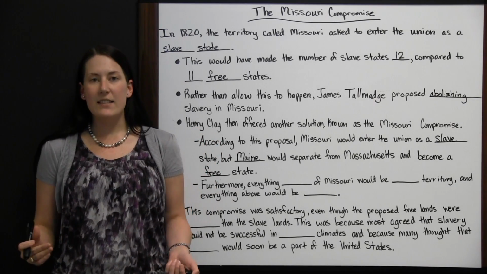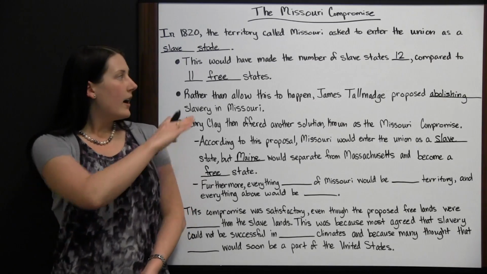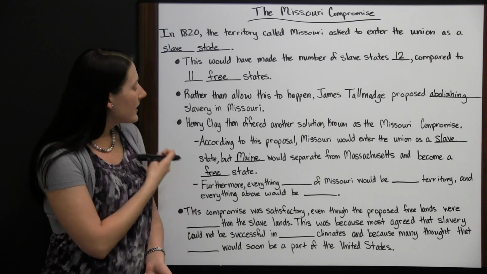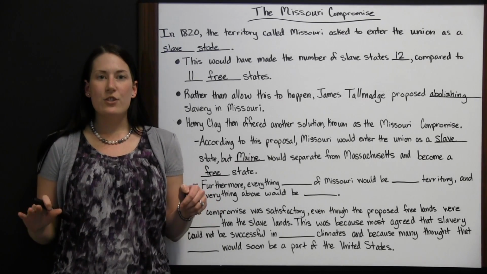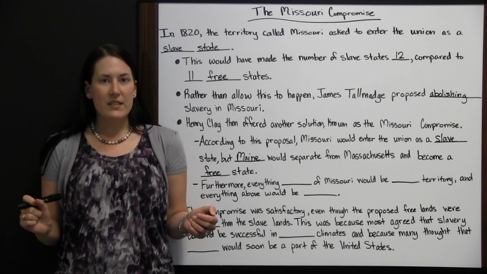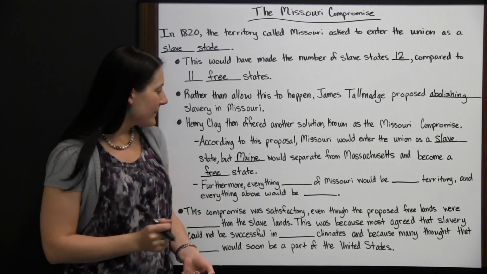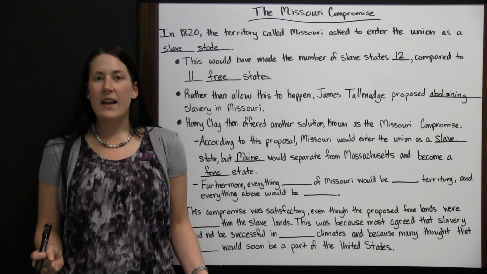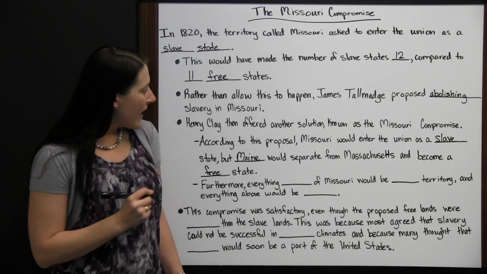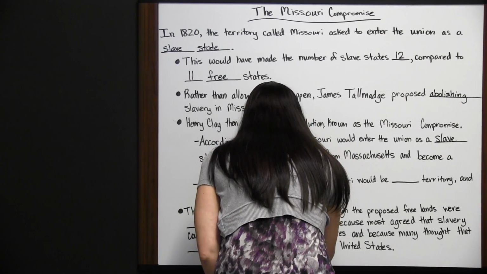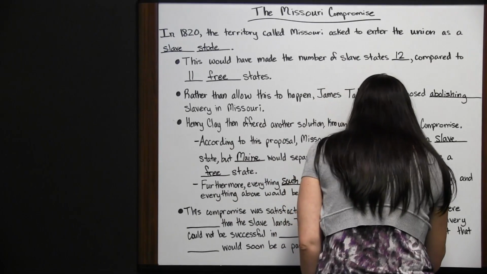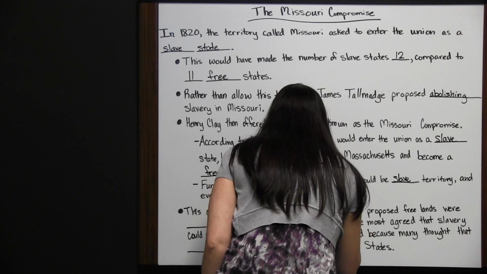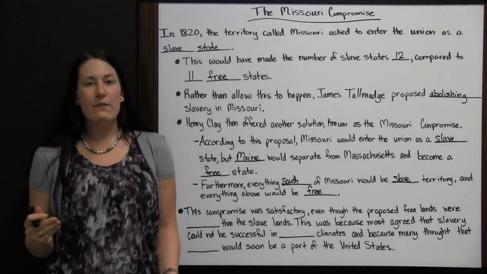Missouri would enter as a slave state as it wanted, and that would change the number of both free states and slave states to 12. You'd have one of each being added, and so that was the compromise. It kept the number even. Each group would have the same number of states on the issue of slavery. But Missouri could still enter as a slave state as it had wanted to. Furthermore, everything south of Missouri would be slave territory, and everything above would be free. So the Missouri Compromise also lined out something for the future.